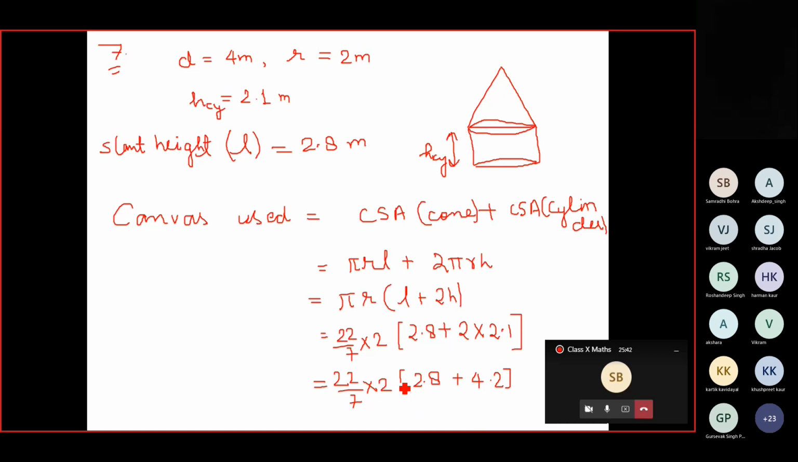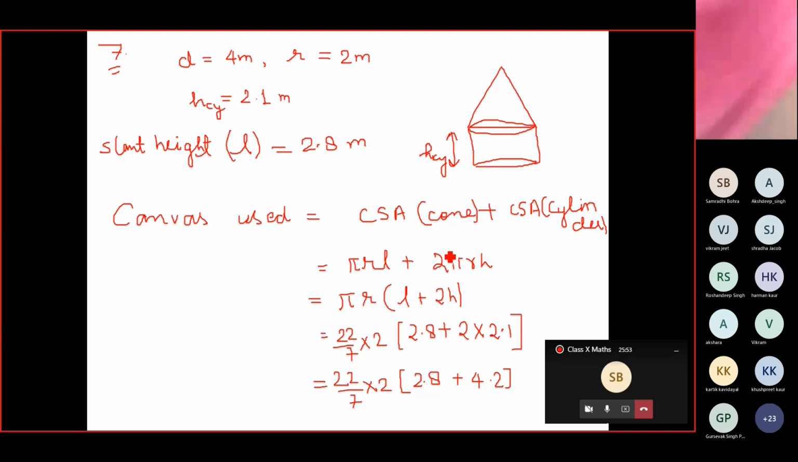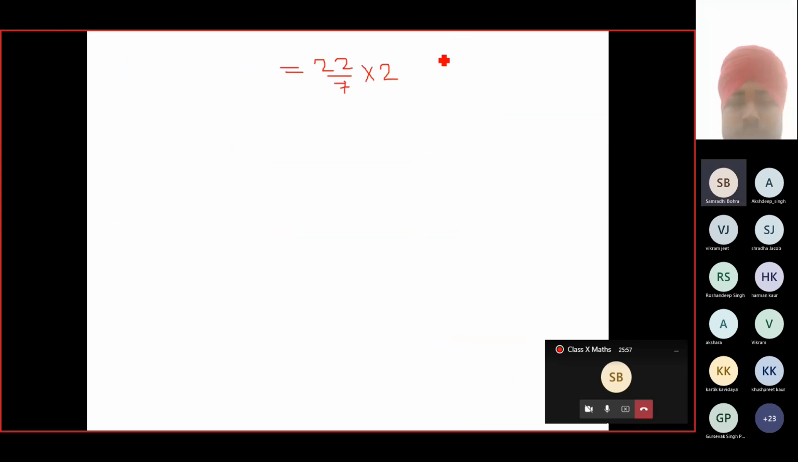4.2. So now let us add them up. So 22 by 7 into 2, and this one 2.8 plus 4.2, how much? 3 and 4, 7, 7.0. 7, or 7 you can say right away. So 7 and 7 will get cancelled out.